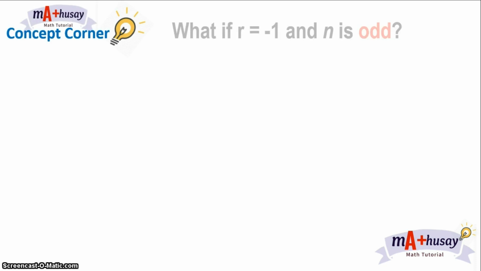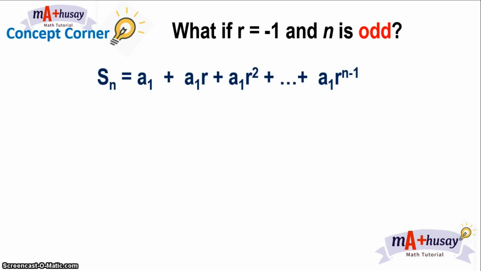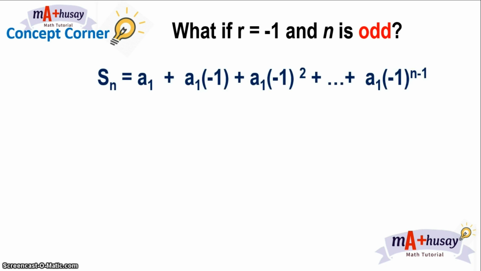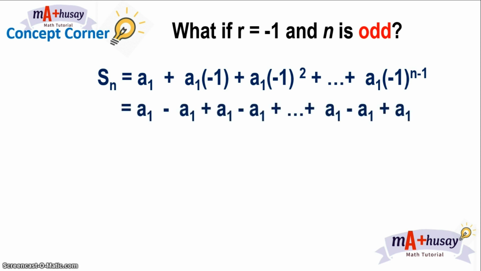How about if r is equal to -1 and the number of terms that we're talking about is odd? Now, following the same procedure that we did a while ago, we have to add the terms in the given sequence. So, if we substitute r equal to -1, we have S sub n equals a sub 1 plus a sub 1 times -1 plus the first term times -1 squared, up to the last term of the given sequence. Again, we will have alternating sign terms in the given sequence.